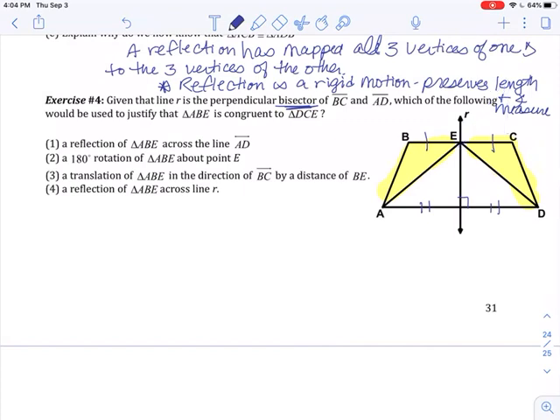All right. Did I do a translation of ABE in the direction of BC? A translation is just a shift or a slide. Notice that this has been like flipped over. So let's look at choice 4, which happens to be the answer. I did a reflection of ABE across line R. So basically, I took ABE and I reflected it over line R, and it resulted in here because the B maps to the C, the A maps to D, and E maps to itself because it's on the line of reflection. All three vertices of triangle ABE map to all three vertices of triangle DCE.